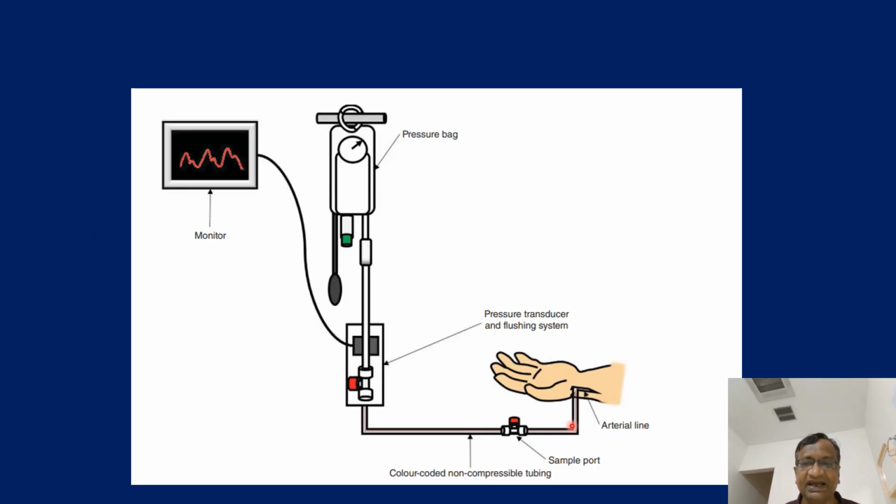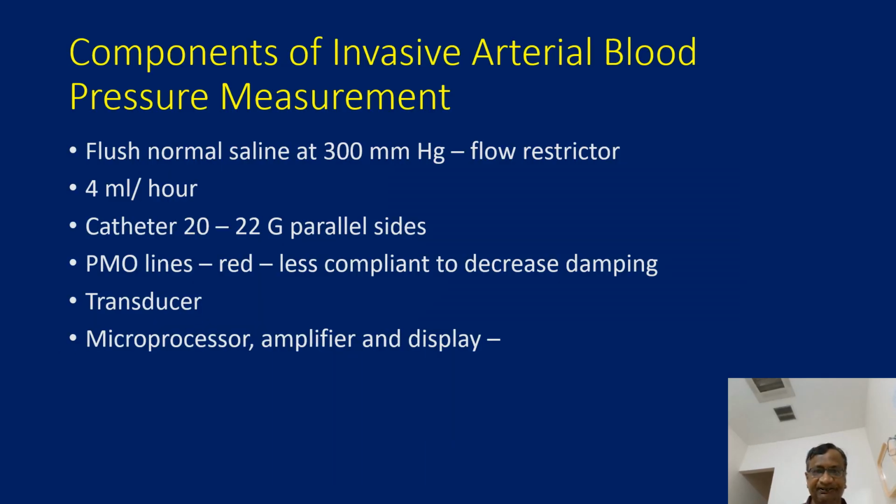And then the microprocessor, amplifier, and display. Now you see the arterial line. You can have a sample port. There is the pressure transducer and flushing system, pressure bag, and from the transducer, you have a monitor. This gives 300 millimeters of mercury pressure. There is a flow restrictor, which gives 4 ml per hour. Then another thing it gives here is the monitor. To summarize: normal saline at 300 millimeters mercury, flow restrictor 4 ml, catheter 20 to 22 gauge at various sites, PMO lines with less compliance to decrease damping.